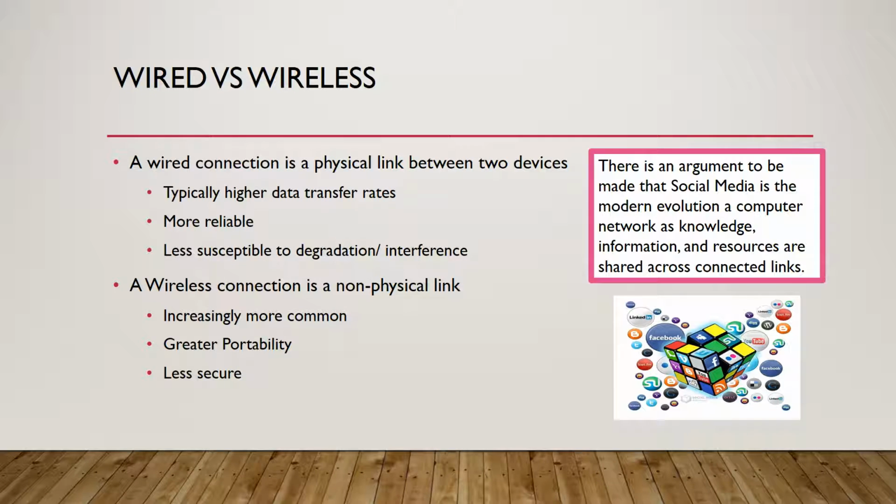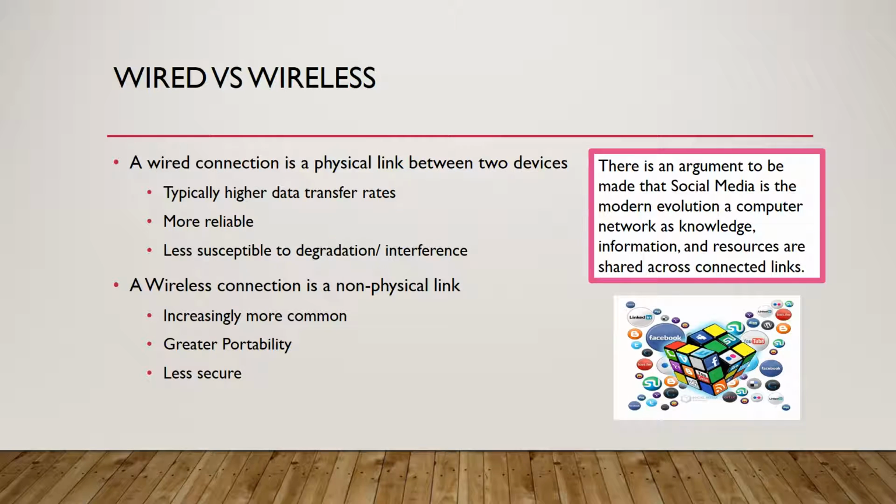A wired connection is generally speaking more reliable because you have a physical connection between the two. There is a connection you can see. There is nothing that's stopping it, and also that connection is less susceptible to degradation and interference. Networks were typically limited to about 100 meters, so you wouldn't get degradation across the wire.